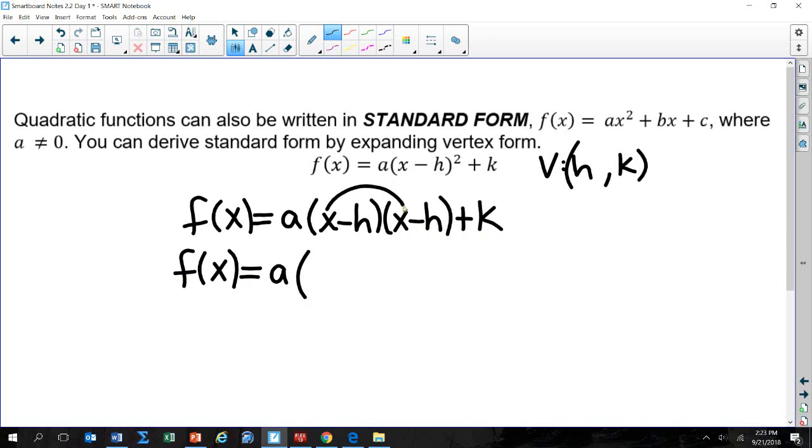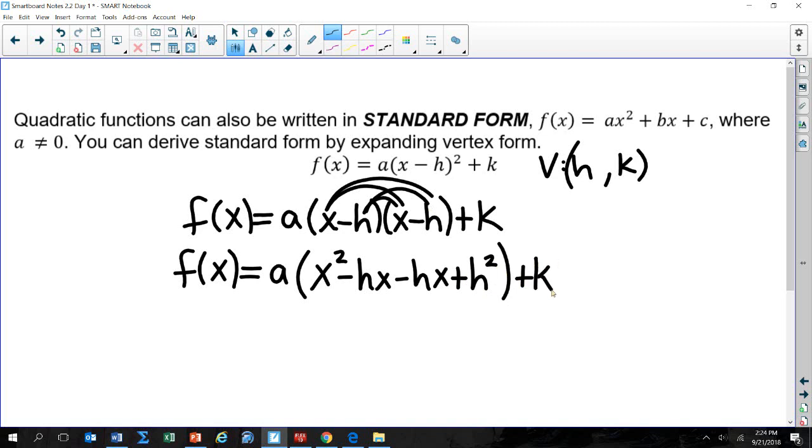I do first times first, that's x squared. Outer times outer would be minus hx. Inner times inner is also minus hx. And last times last, negative h times negative h would be a positive h squared. Does everyone see how I FOILed that out using the distributive property?